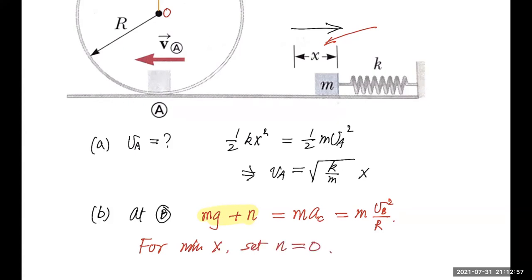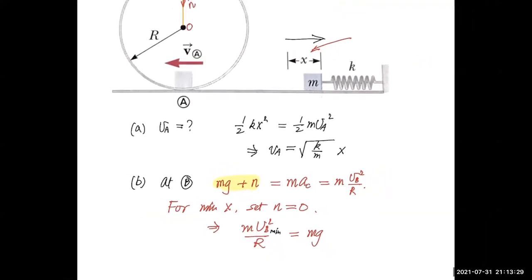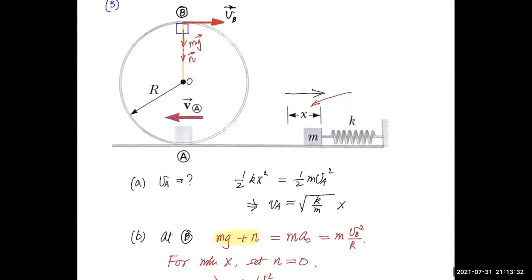0. Because it's just about to lose contact with the track. It's going so slowly that it's just about to lose contact with the track. So set n equal to 0. This tells me that mVB squared over R equals mg. This, in fact, is the minimum value of VB you can get away with. And this minimum VB corresponds to minimum amount of x, because the less compression, the slower it's going to go at point B.